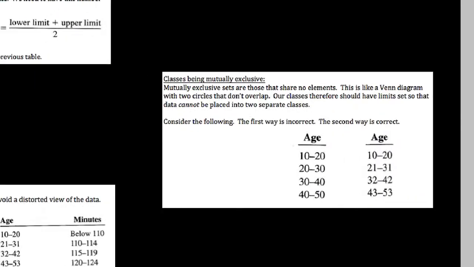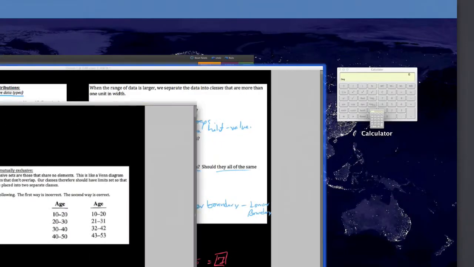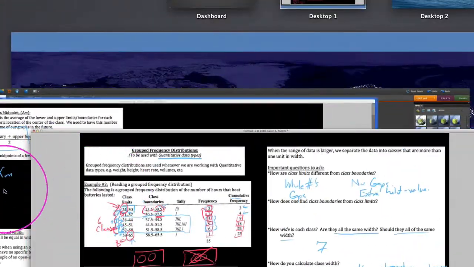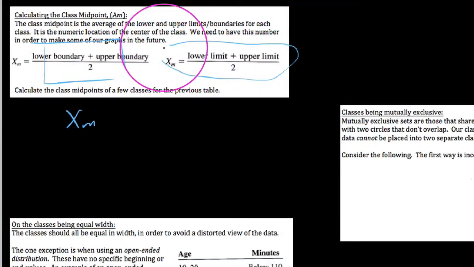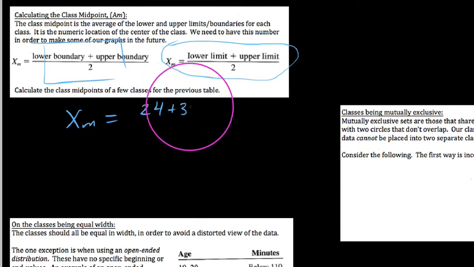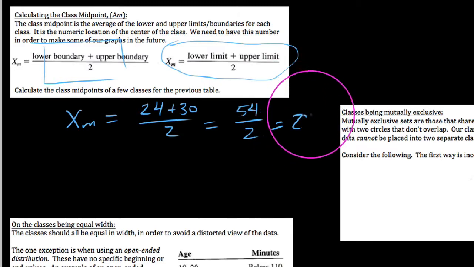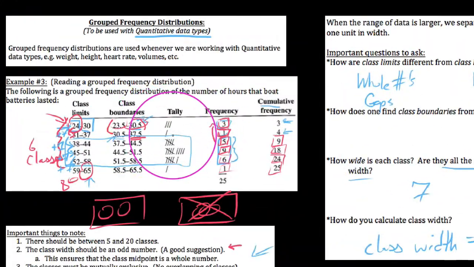Class midpoint, we'll get to this more in the future when we make our own. To calculate a class midpoint, which is always represented by x sub m, not just x, we average the upper and lower boundary for a class. For example, in this last table, we could take 24 and 30 and average them. So the class midpoint for our first class would be 24 plus 30 all over 2, in other words 54 over 2, or 27. It's the numerical midpoint between 24 and 30.